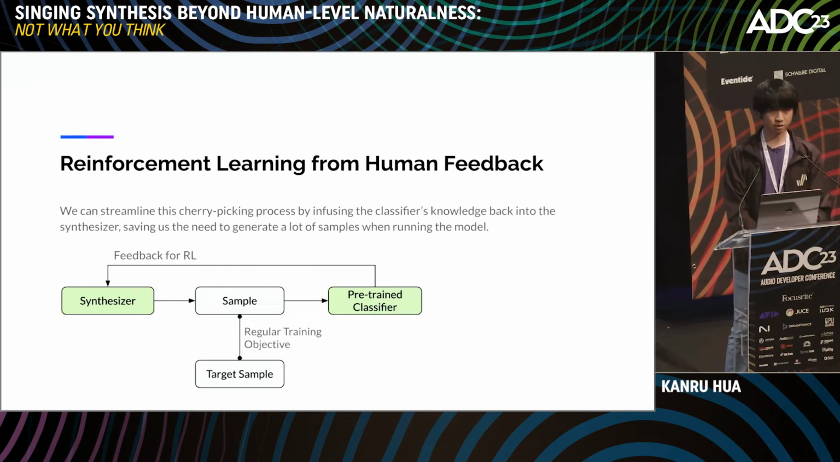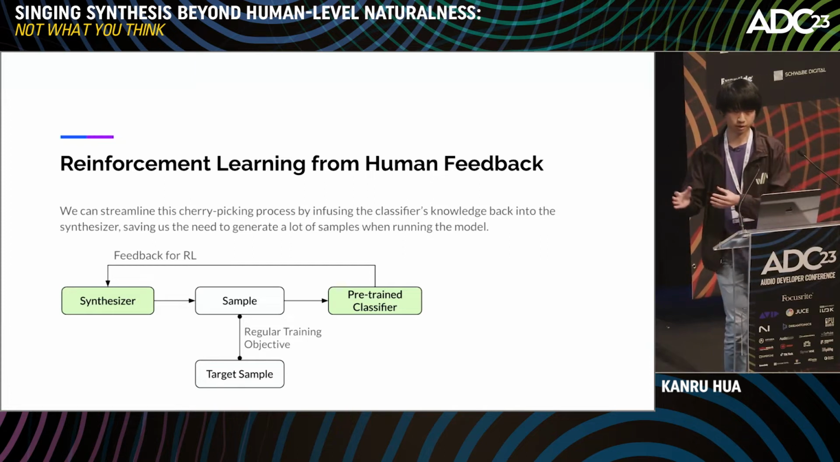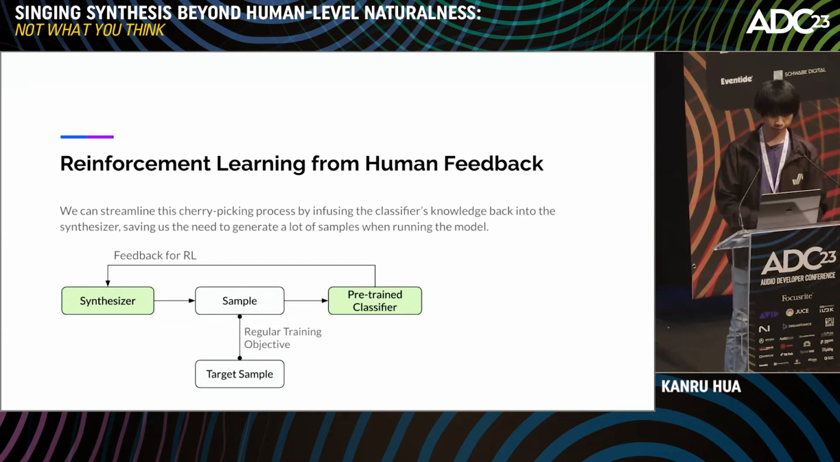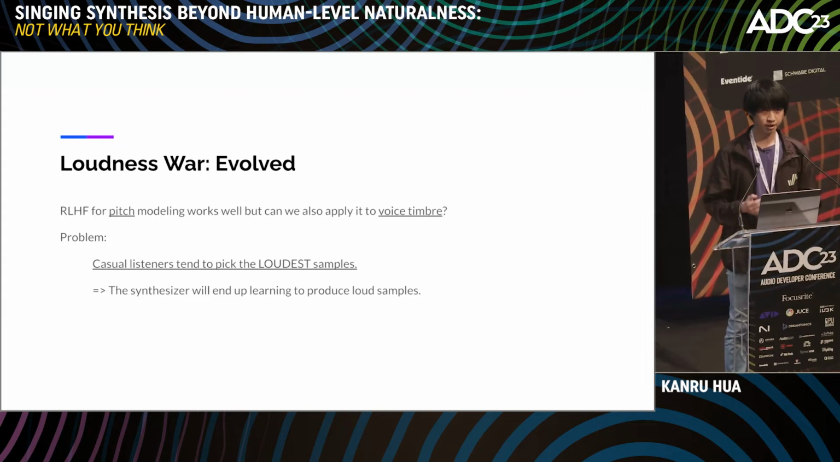Now, the hottest topic, if you know ChatGPT, they train their model based on what's called reinforcement learning from human feedback, or RLHF, which is a technique that, instead of saving us the need to generate a lot of samples, infuses that classifier's knowledge of what is a good sample back into the synthesizer itself. They do this using reinforcement learning. So we have tried applying RLHF for the model of pitch, and it indeed makes it sound more skillful.